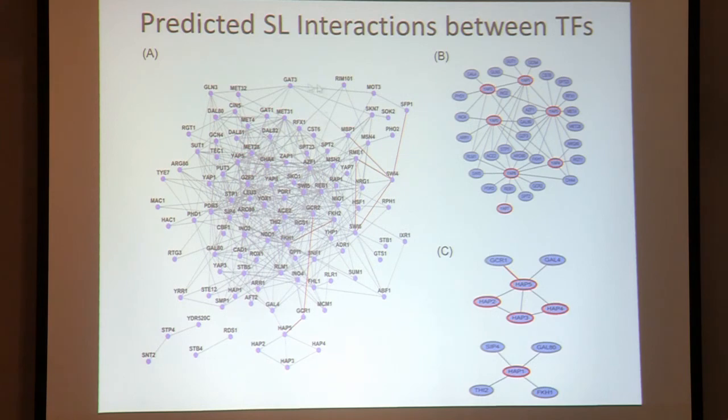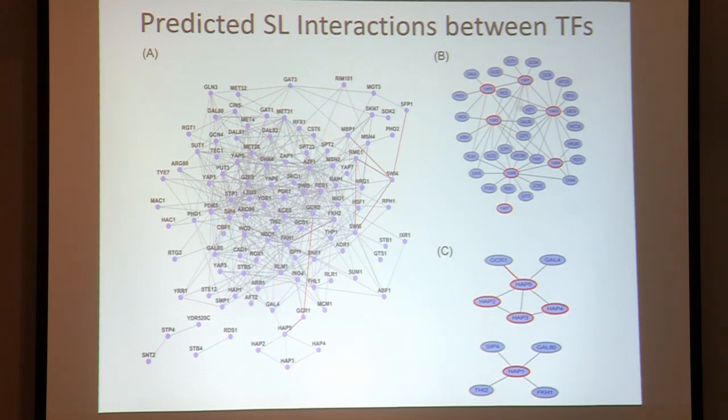Based on the predicted synthetic lethal interactions, we go through the interactions between transcription factors, and this is probably the first transcription factor-based synthetic lethal interaction network in yeast that we identified. Here I just show the interactions between two families of genes. One is YAP, another one is HYPE.